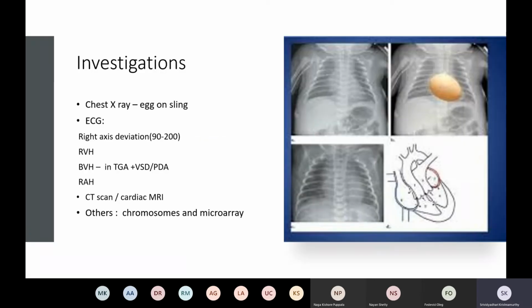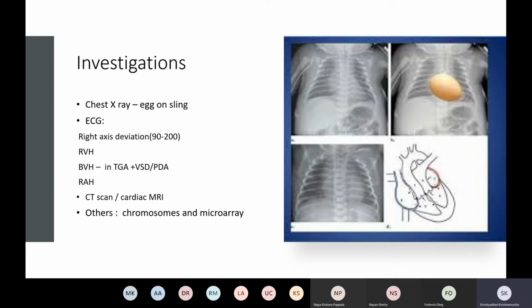So investigations-wise, how are we going to investigate these children? I'm going to stick strictly to the cardiac investigations. Echocardiography is the standard initial investigation that helps us prove it one way or the other, but I'll come to that later because I've got lots of pictures to show.